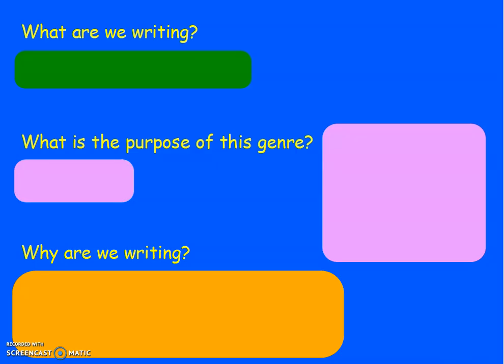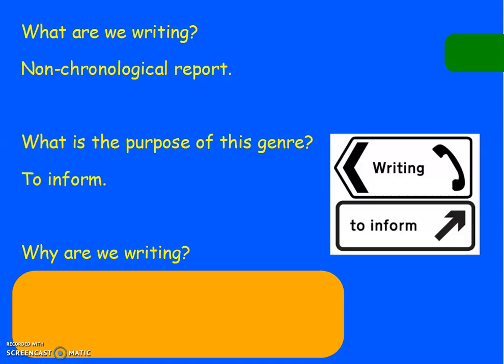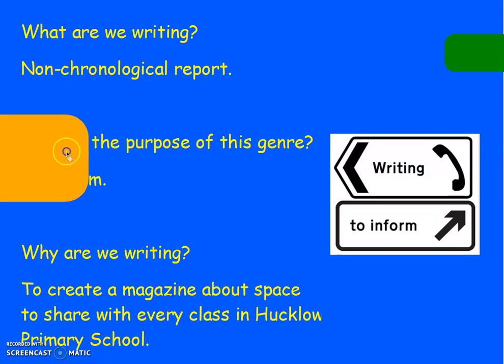Right, we've seen this page a couple of times, I know. We're going to have a think about what we're writing, what's the purpose of the genre of writing, why we're writing it. So, you should know this by now, but I'm just going to really hammer home what we're doing. So, we are writing a non-chronological report, a magazine, aren't we, about the solar system. We're writing to inform, to give information. And we're writing it to show all the classes and hopefully put it on the blog, aren't we?